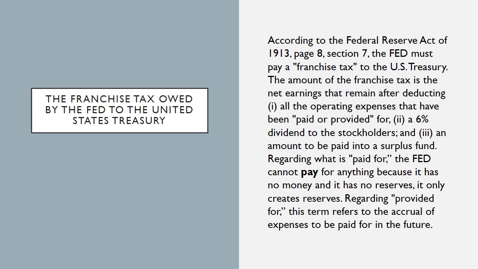Regarding what is paid for, the Fed cannot pay for anything because it has no money and it has no reserves. It only creates reserves. Regarding provided for, this term refers to the accrual of expenses to be paid for in the future.